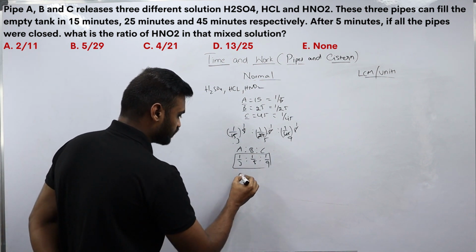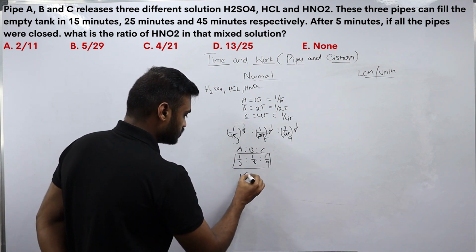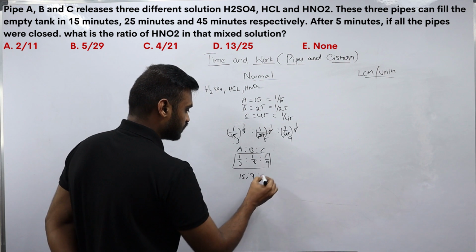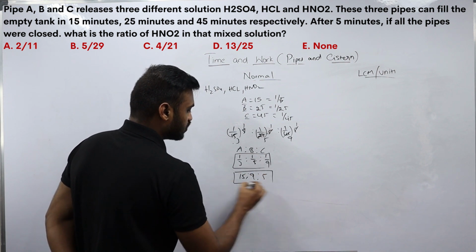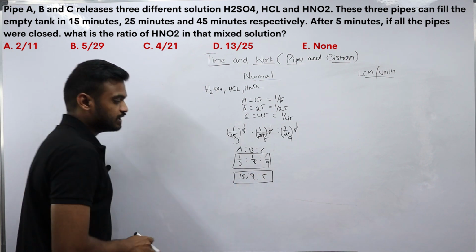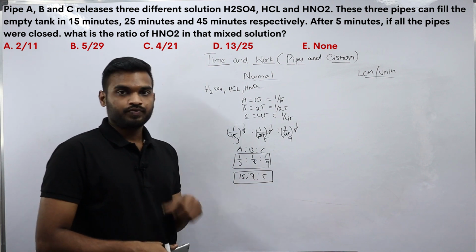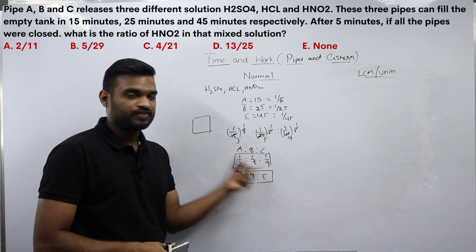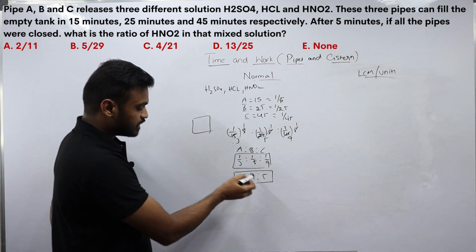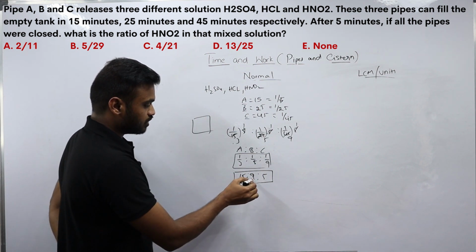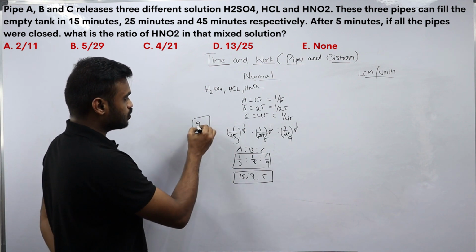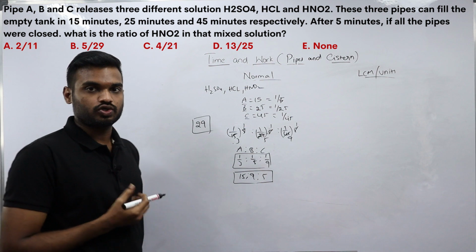So 1 by 3 into 45 will be 15, is to 1 by 5 into 45 will be 9, is to 1 by 9 into 45 will be 5. So the ratio of work done of A, B and C is 15, 9 and 5. So in the mixed solution there are 15 parts, 9 parts and 5 parts. So there are totally 15 plus 9, that is 24, 24 plus 5, that is 29 parts in the mixed solution.